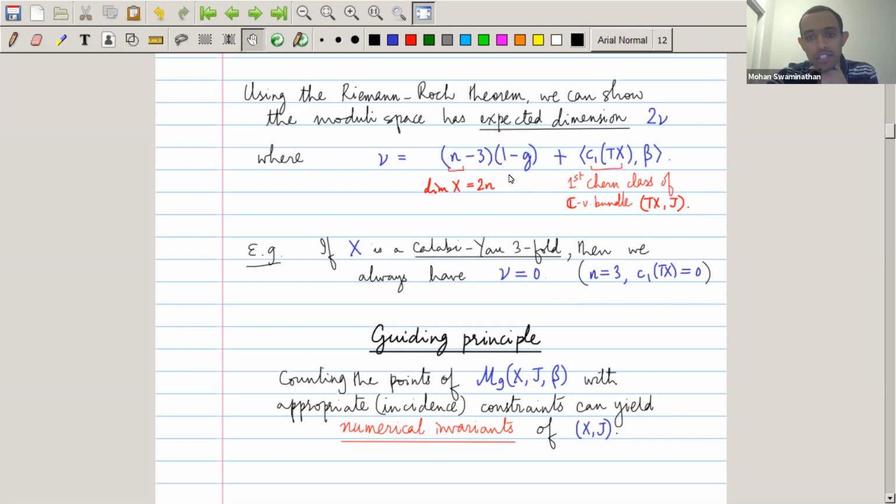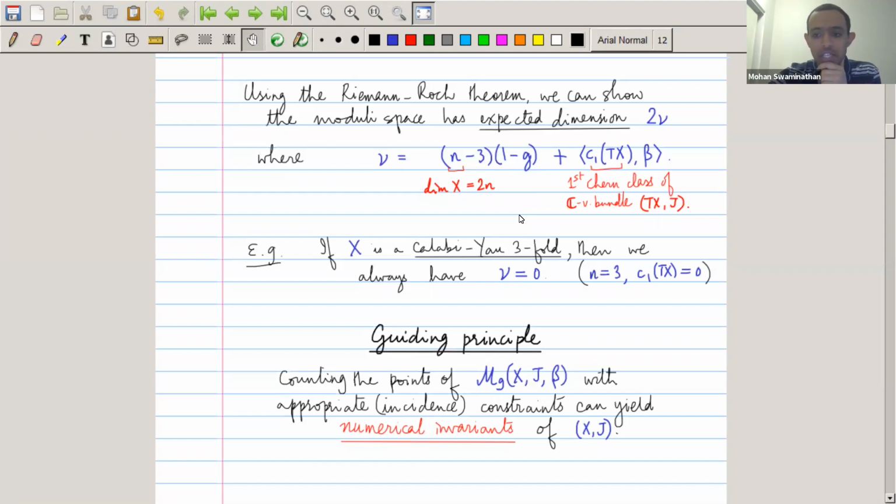Nu equals n minus 3 times... Sorry, M_g(X). So the Riemann surface structure on X is fixed, right? X is an almost complex manifold, possibly higher dimensional, but that is fixed. Oh, X is the target. Okay, sorry. So the Riemann surface varies in M_g. Correct. That is the source of this 3g minus type term appearing in nu.